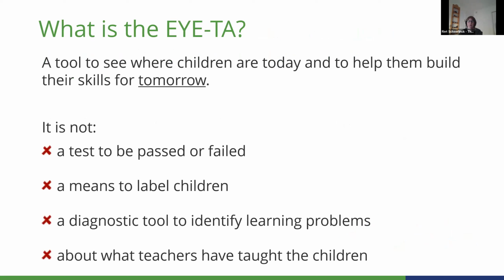So what is the purpose of the EYE-TA? The EYE provides a way for us to determine where a child is today and what supports can be put in place to best help them achieve their fullest potential. It is important to note that the TA is not a test to be passed or failed. It is not to be used to label children or to identify specific learning problems, and it is not about what teachers have taught the child.